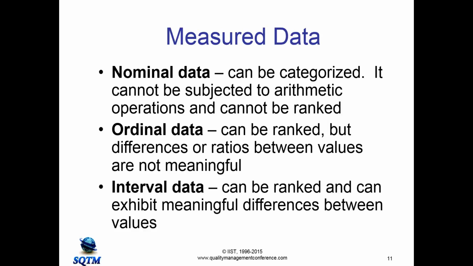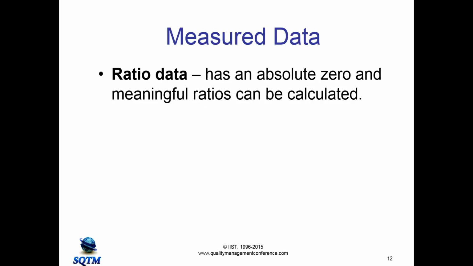Interval data can be ranked and can exhibit meaningful differences between values. So we can rank it and we can say, okay, there is on average a $5,000 difference between one value and the next one. But that may not really present what we need to present with our data. And then we've got ratio data. It has an absolute zero, and meaningful ratios can be calculated. So all of these things have their place in our measures. We have to keep them in mind when we're thinking of our measures.